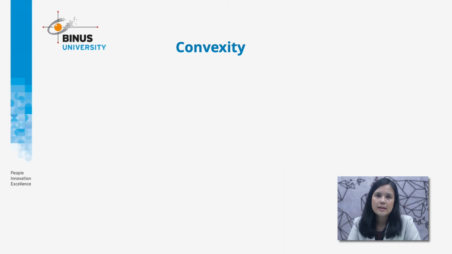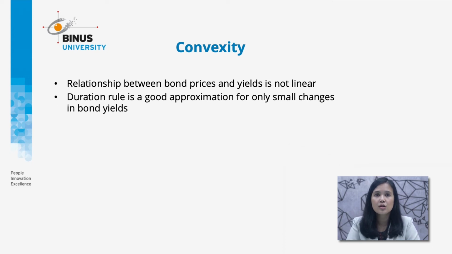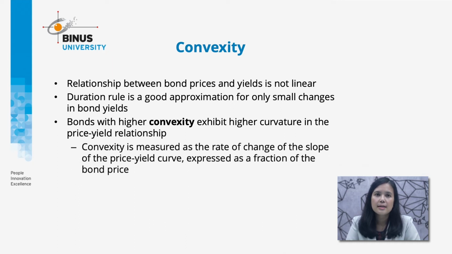Next, the concept of convexity. Convexity is a measure of the curvature in the relationship between bond prices and bond yields. Convexity demonstrates how the duration of a bond changes as the interest rate changes. If a bond's duration increases as yield increases, the bond is said to have negative convexity. So, the relationship between bond price and yield is not linear. Bonds with higher convexity exhibit higher curvature in the price-yield relationship. Convexity is measured as the rate of change of the slope of the price-yield curve, expressed as a fraction of the bond price.